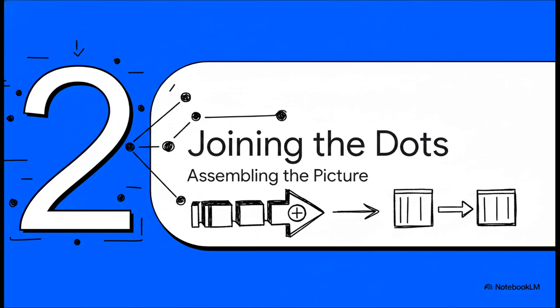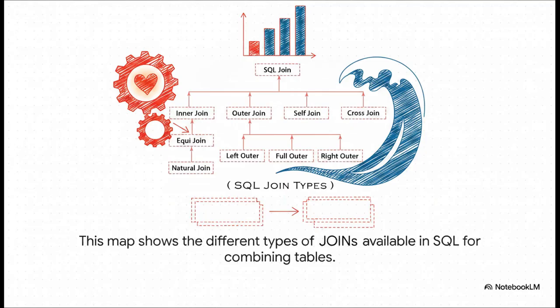Okay, section 2, joining the dots. We figured out how to handle our individual data points, even those tricky null ones. So now it's time to start assembling the full picture by connecting our separate tables using the join clause. As you can see, SQL gives us a whole family of join operations. Now, I know this diagram might look a little intimidating at first glance, but don't worry about it. In practice, you're going to spend about 90% of your time using just two main types, the inner join and the various outer joins, especially left join. So we're going to focus on those.